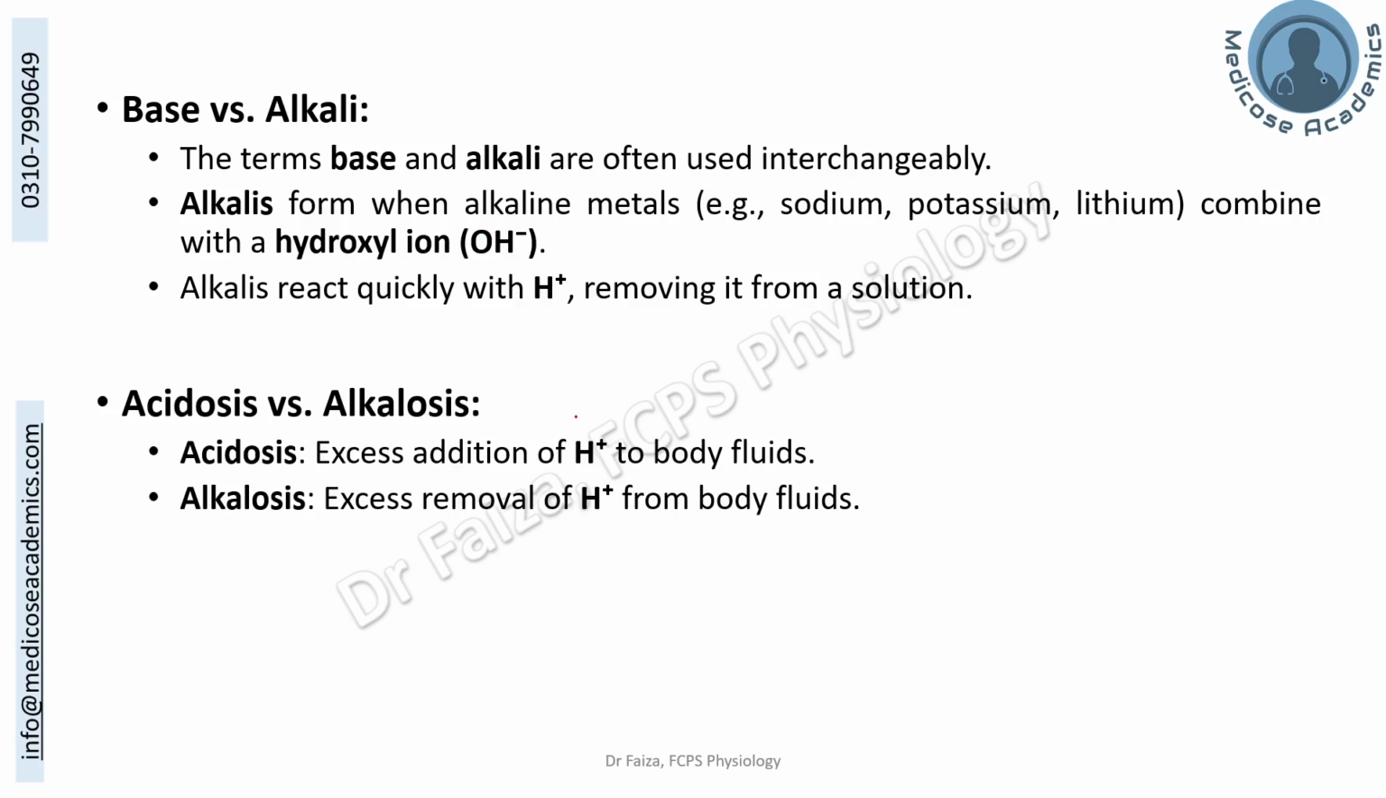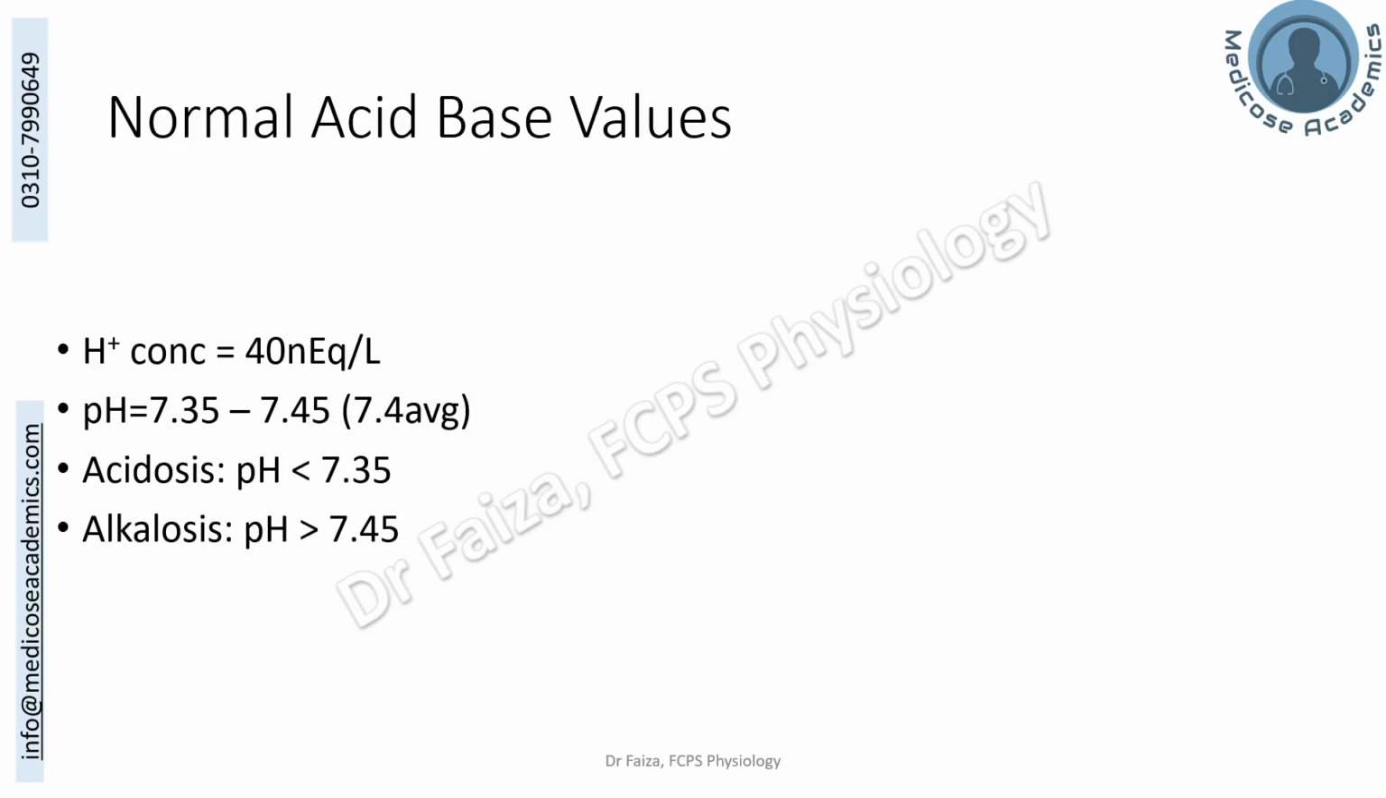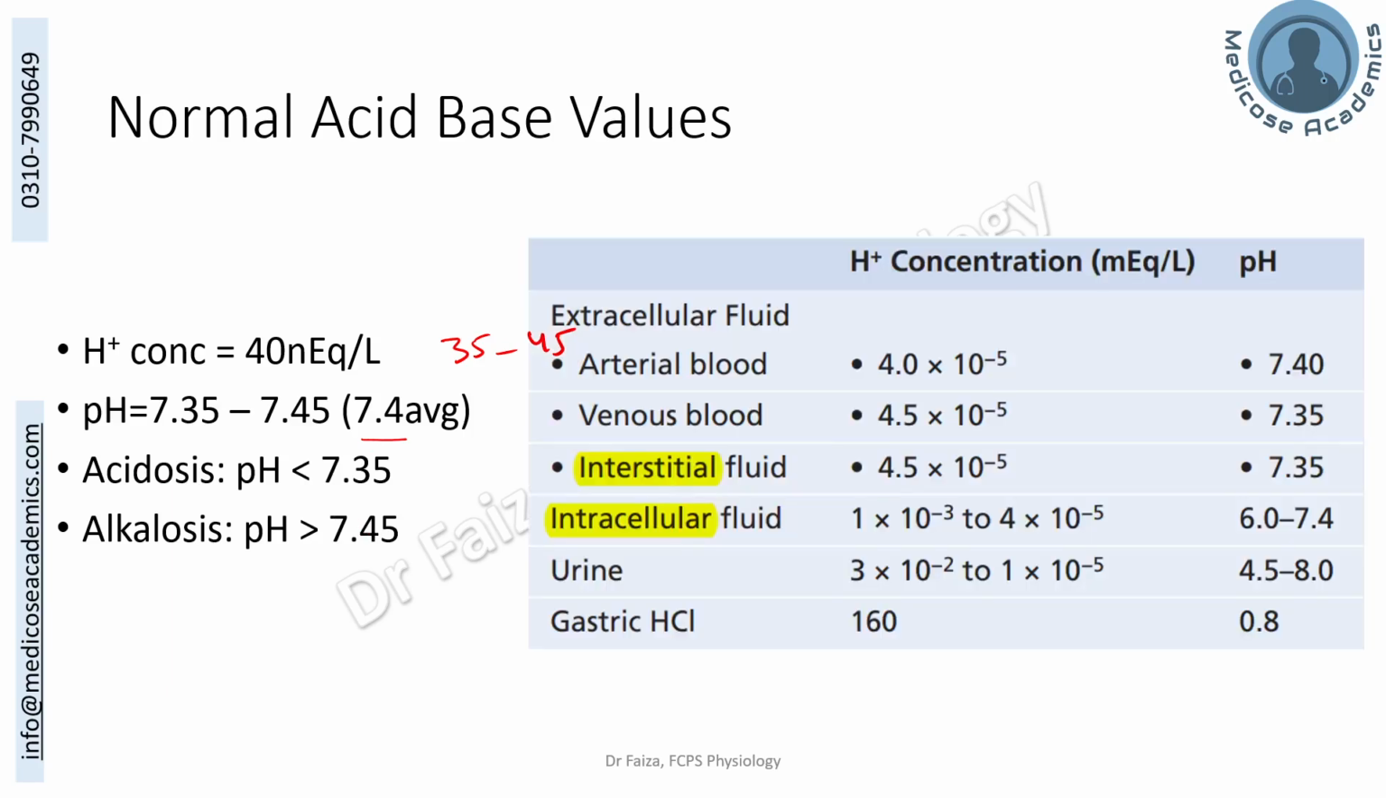If there is excess of hydrogen ions in the body, we call it acidosis. If there is excessive removal of hydrogen ions from the body fluids, we call it alkalosis. Whereas pH is a negative logarithm of hydrogen ion concentration. Normal hydrogen ion concentration in the body, 40 nanoequivalents per liter, range may be 35 to 45. pH average 7.4, range 7.35 to 7.45. Less than this is acidosis, more than 7.45 is alkalosis.